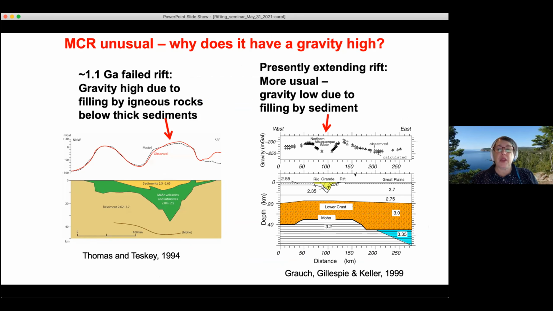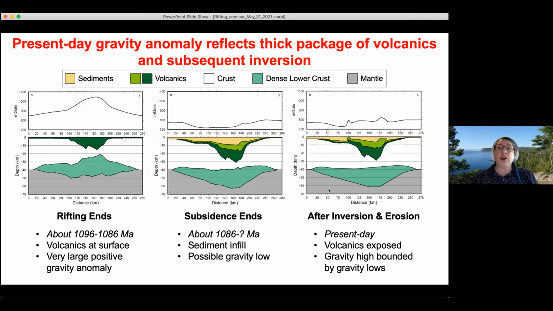This is a figure from the Rio Grande Rift in the United States to the west of the Midcontinent rift that's actively but slowly extending today. Most rifts have gravity lows because they're filled with largely sediment. One of the questions is, how did we end up with this gravity high? How much of it is due to just the igneous rock itself, and how much later to the inversion?